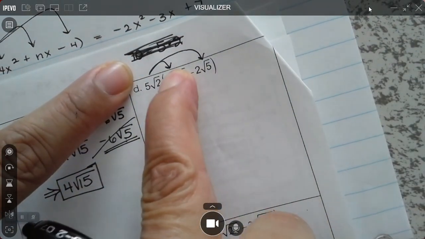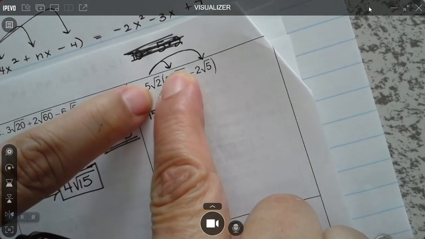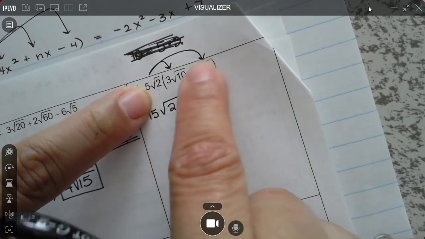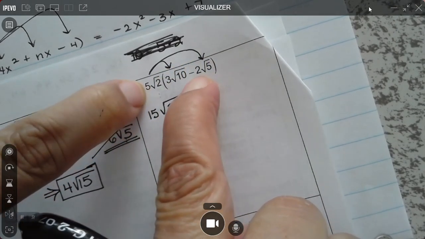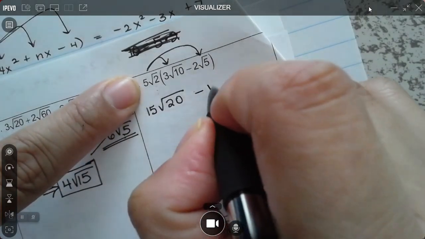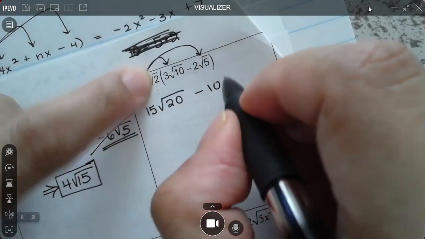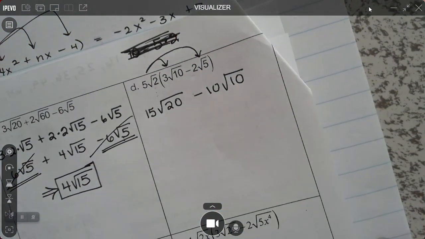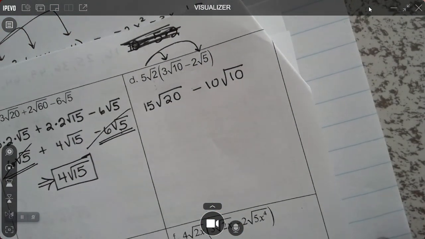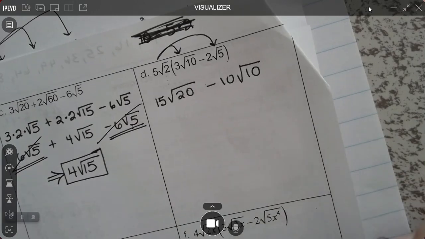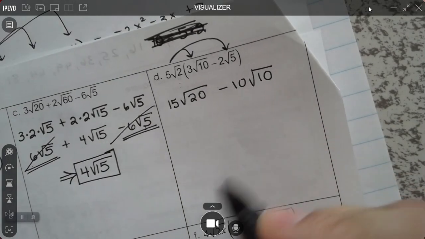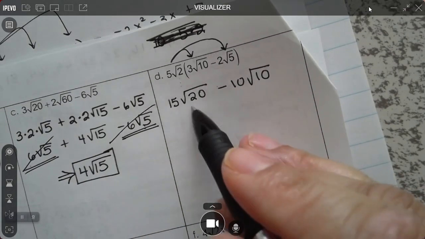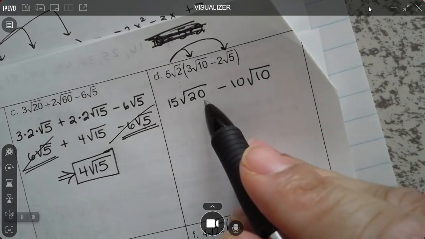Now, ignoring this one, the 5 is going to get multiplied with which one over here? With the negative 2. 5 times negative 2 is negative 10. And then 2 times 5 is radical 10. Are these like terms, Gabby? Why not? Exactly. One is 10 and the other one is 20.